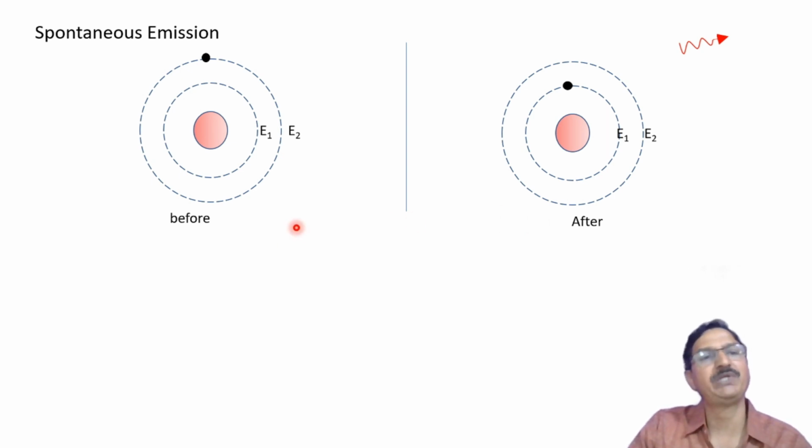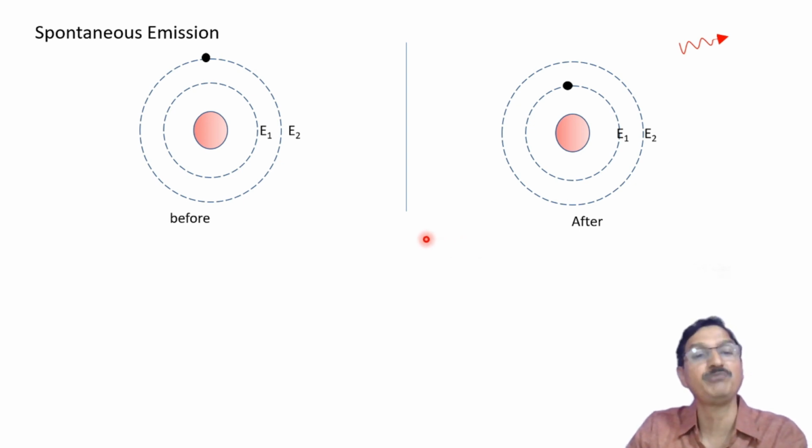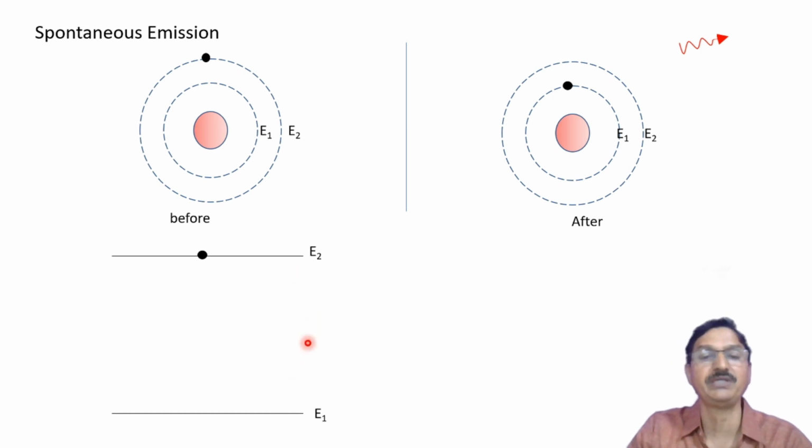So the basic difference between the spontaneous emission and induced absorption is that here the atom initially is in the excited state. On the other hand, in the previous case, the atom was in the ground state. So here the emission of the photon takes place automatically or spontaneously. On the other hand, in the previous case, the photon was required so that the atom goes from the normal state to the excited state. This phenomenon of spontaneous emission can be explained with the help of an energy level diagram.